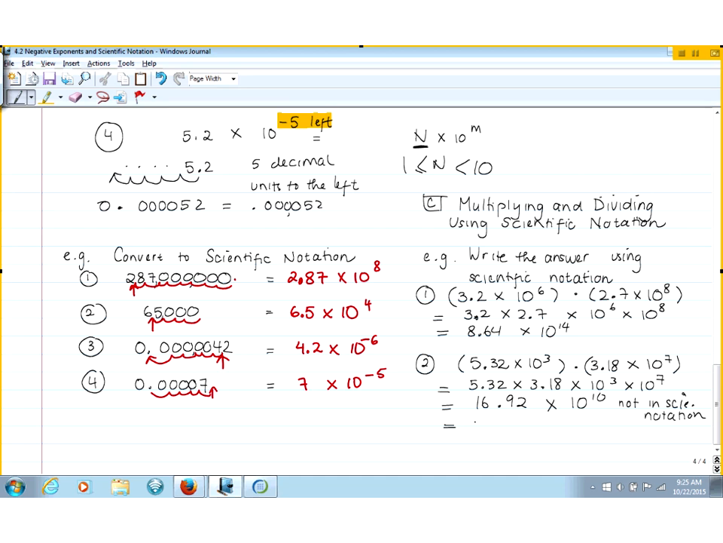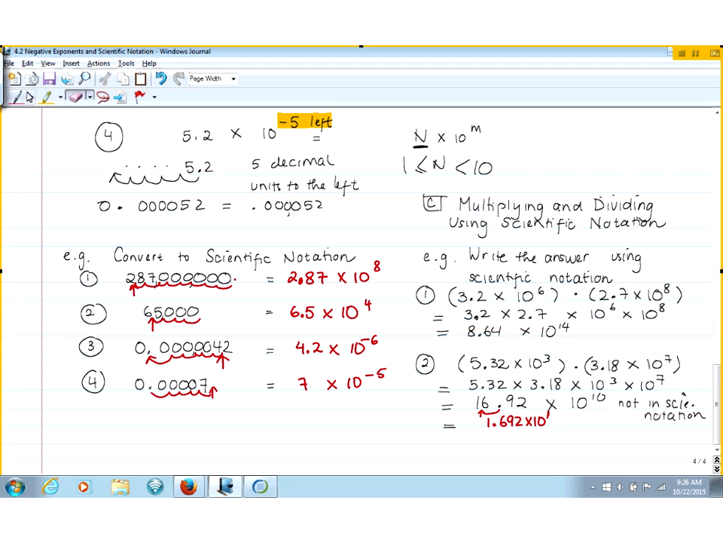Well, this is 16. How do I change this to scientific notation again? We move the decimal here, right? So this is 1 point what? 692 times 10 to the what? To the first power, which we usually don't write. So 16.92 is 1.692 times 10 to the first power.